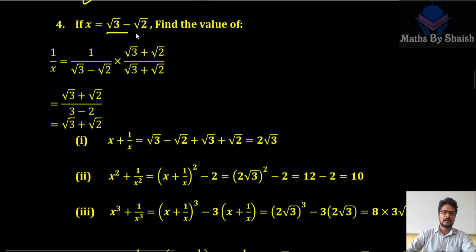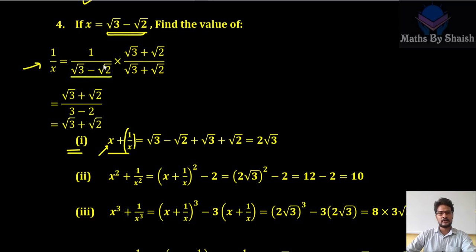If x is given as root 3 minus root 2, find the value of the first one, x plus 1 upon x. Whenever we have an irrational number, first of all we need to find all the possible values included. Here x is included, and 1 upon x is included. So first we'll solve 1 upon x. 1 upon x means 1 upon root 3 minus root 2. Again the denominator is irrational, so we'll rationalize the denominator by the rationalizing factor root 3 plus root 2, multiplying by these two, and we get the numerator as root 3 plus root 2 and the denominator as 3 minus 2. So we got root 3 plus root 2.